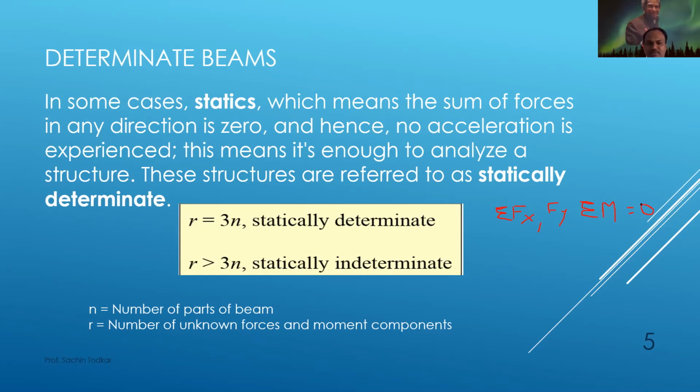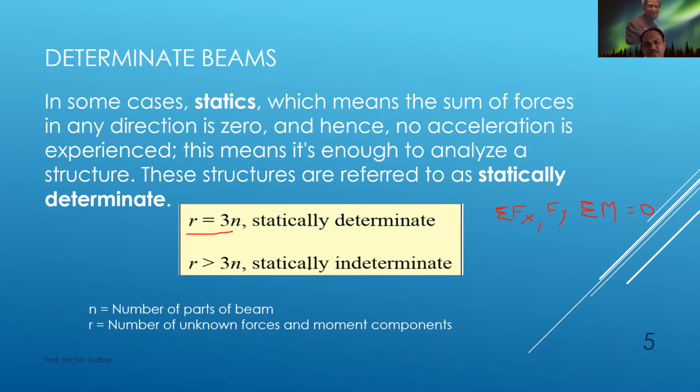If n is the number of parts of the beam and r is the number of unknown forces and moment components in that beam, then if r is equal to 3 times n, the beam is called statically determinate, because there are 3 equations and 3 unknowns, so you can solve it. If r is greater than 3n, then it is called a statically indeterminate beam.